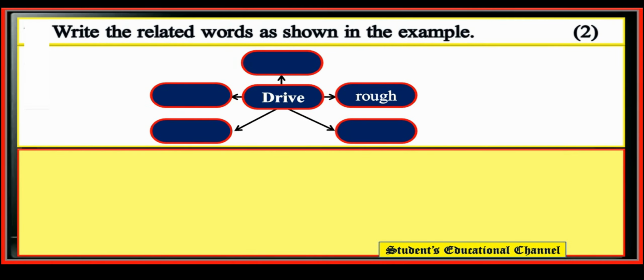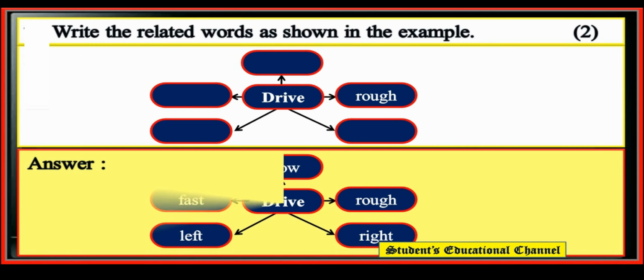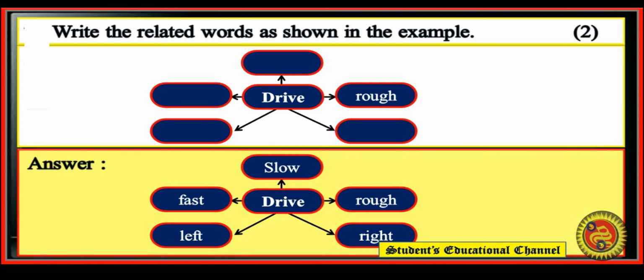Fifth, write the related words as shown in the example. 2 marks. Drive, rough. Answer: drive, rough, right, left, fast, slow.